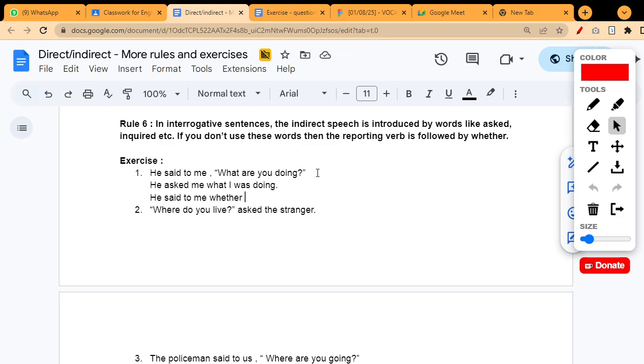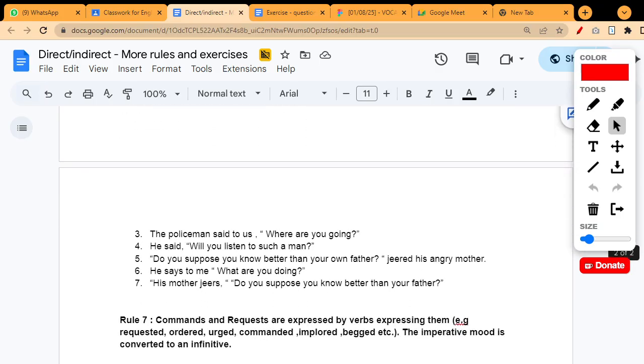No. In this case, whether won't work because he's asking what I was doing. He asked me what I was doing will remain the same. Whether will not work here. So I'll just put a cross here. Okay, we cannot use this option in this particular sentence. Let me see if I have any sentence in which we use whether.